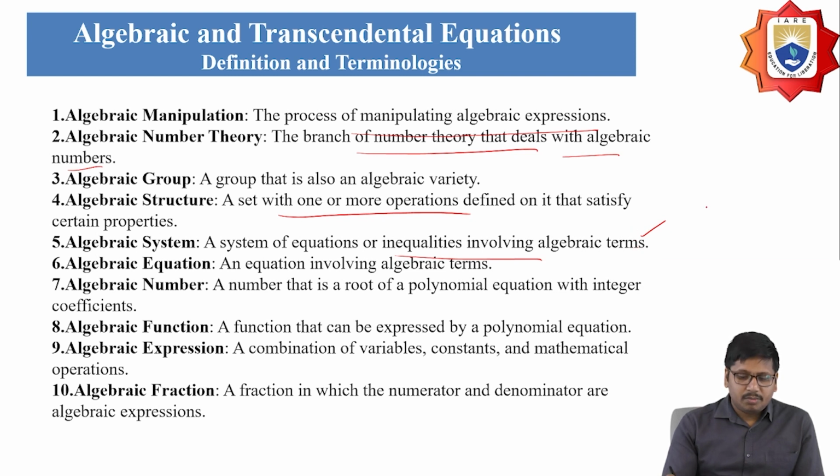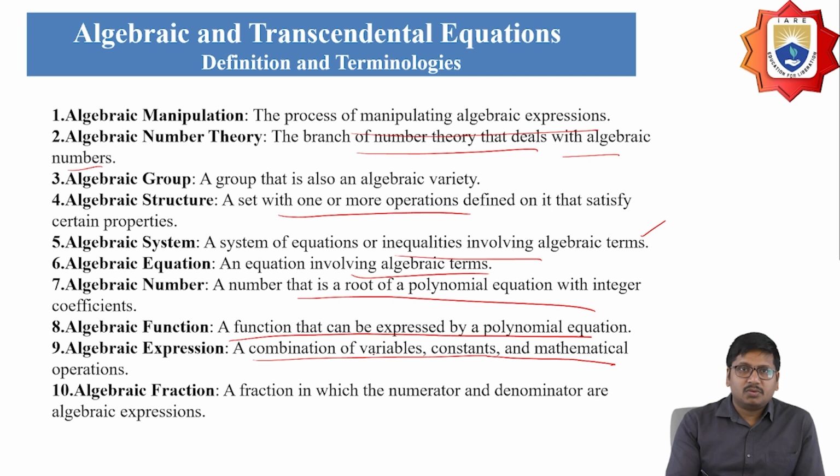A system of equations or inequalities involving algebraic terms is called an algebraic system. An algebraic equation is an equation involving algebraic terms. A number that is the root of a polynomial equation with integer coefficients is called an algebraic number. An algebraic function is a function that can be expressed by a polynomial equation. The combination of variables, constants, and mathematical operations is called an algebraic expression. A fraction in which the numerator and denominator are algebraic expressions is called an algebraic fraction.